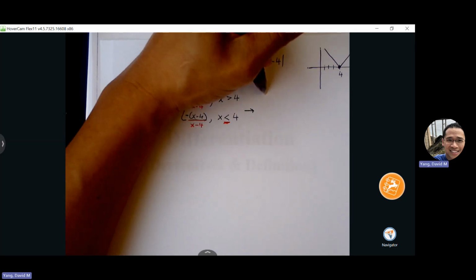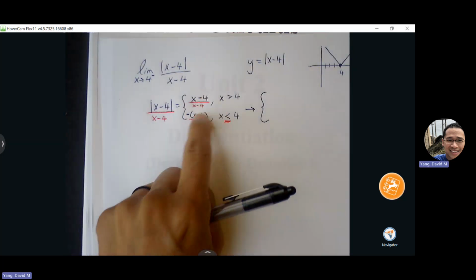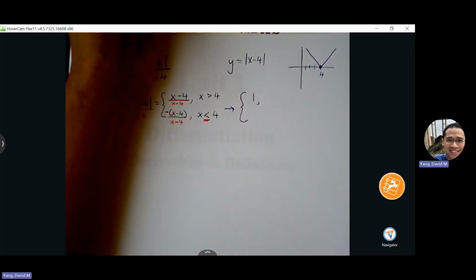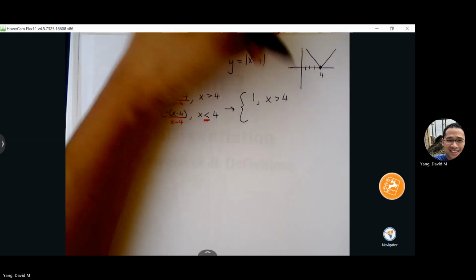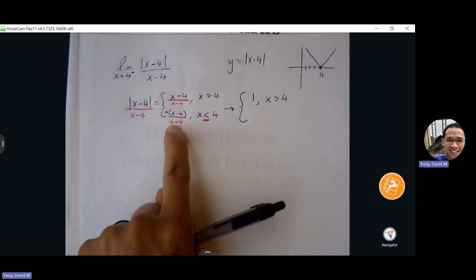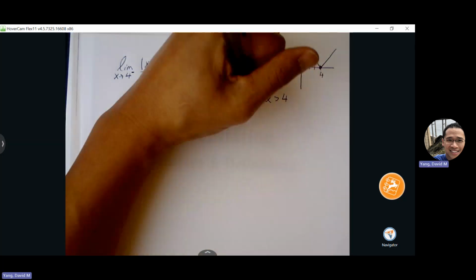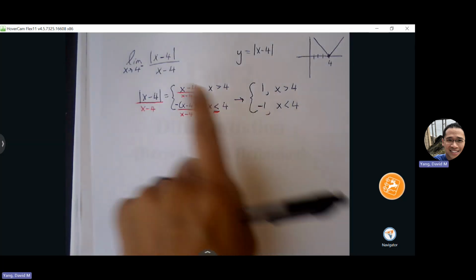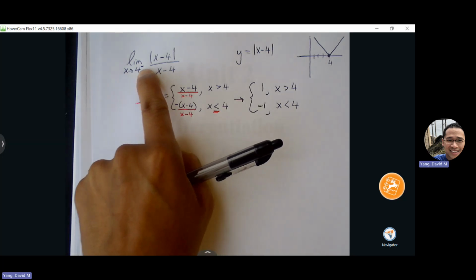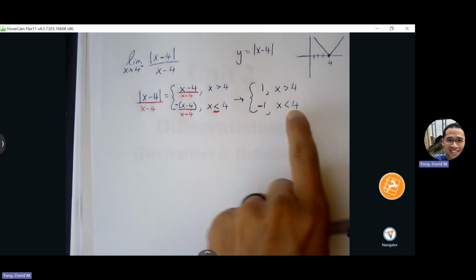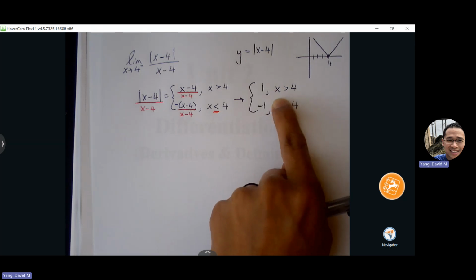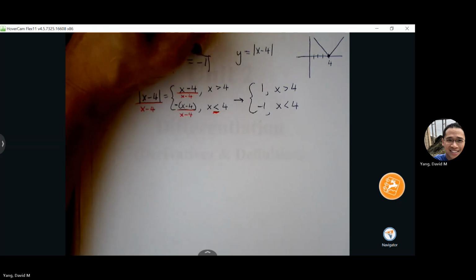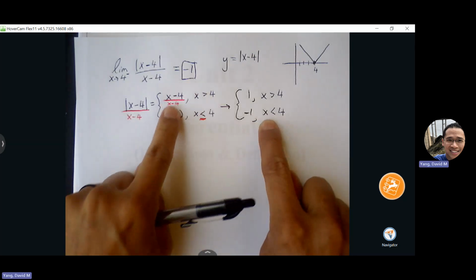But the nice thing here is we can actually clean up these fractions. What's x minus 4 divided by x minus 4? 1, which is a horizontal line, right? And then what's negative parentheses x minus 4 over x minus 4? Negative 1. So now this feels a little bit easier to read, because the limit as x approaches 4 from the left, like 3.9, 3.99, 3.999, that's all going to be within this interval, and it's just going to approach negative 1. So this is just negative 1. So we can read the one side of the limit from the piecewise function.